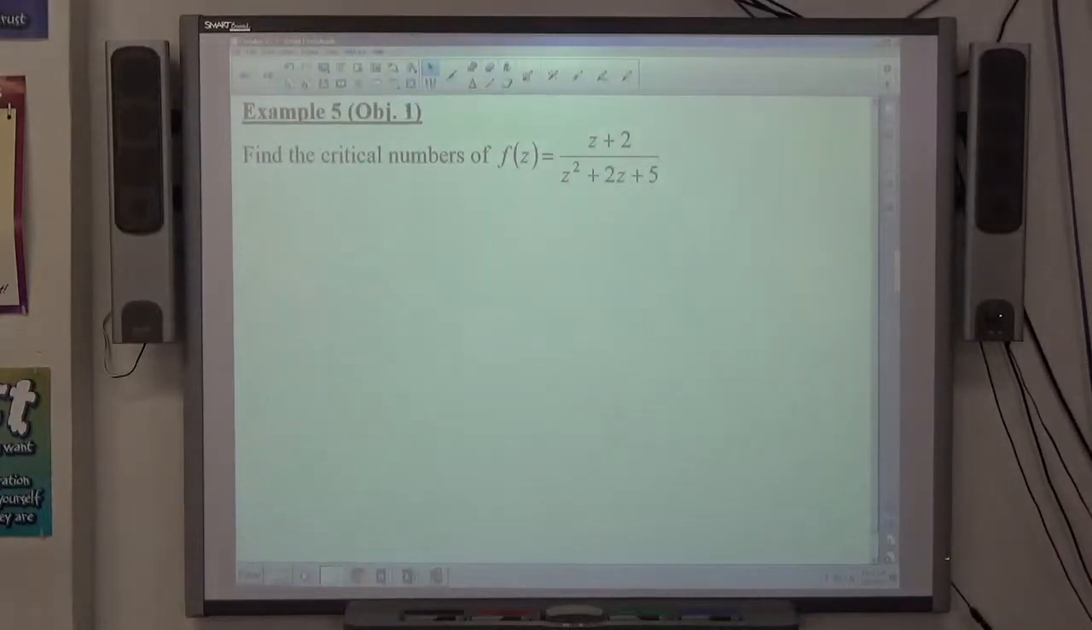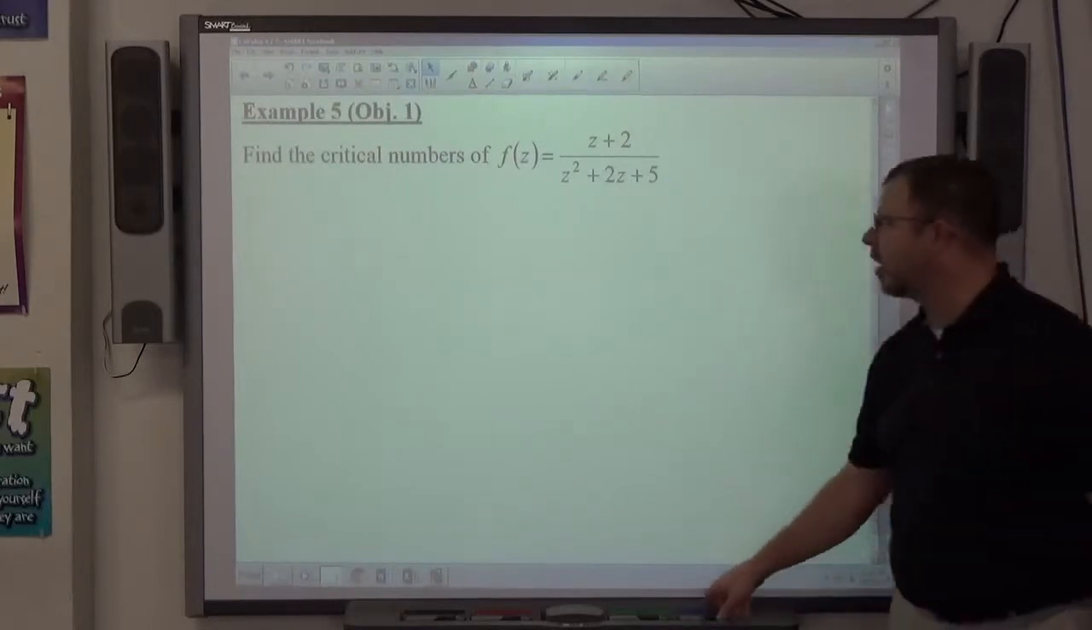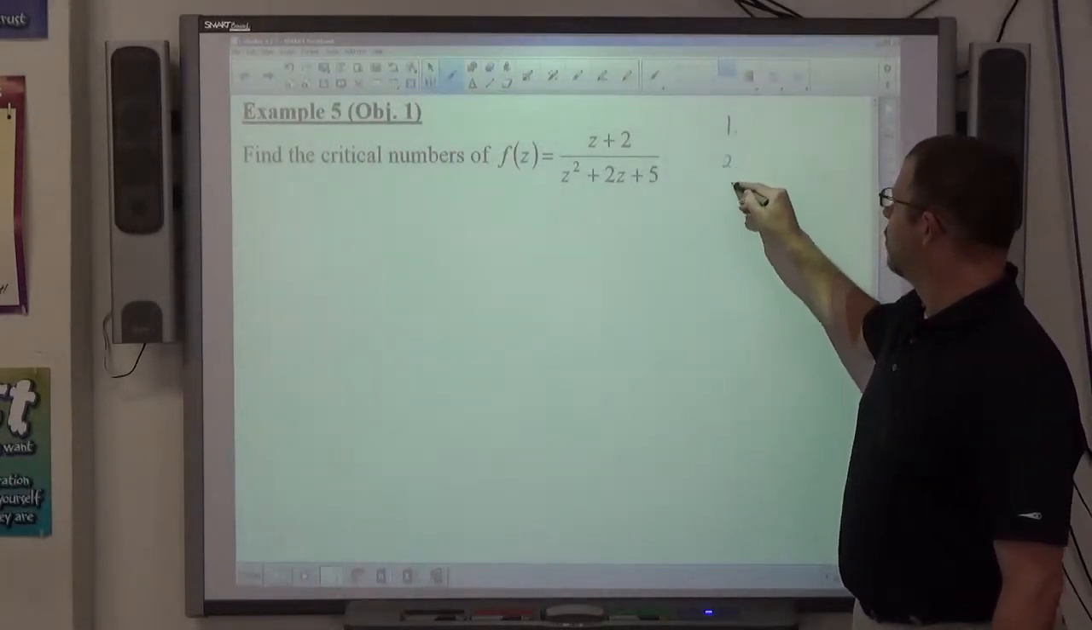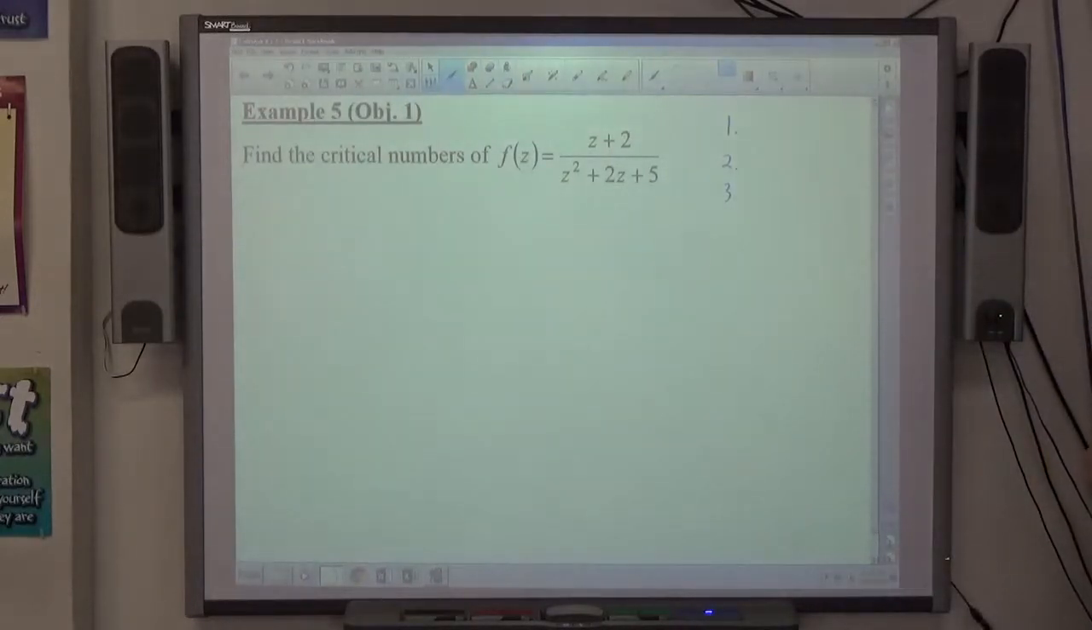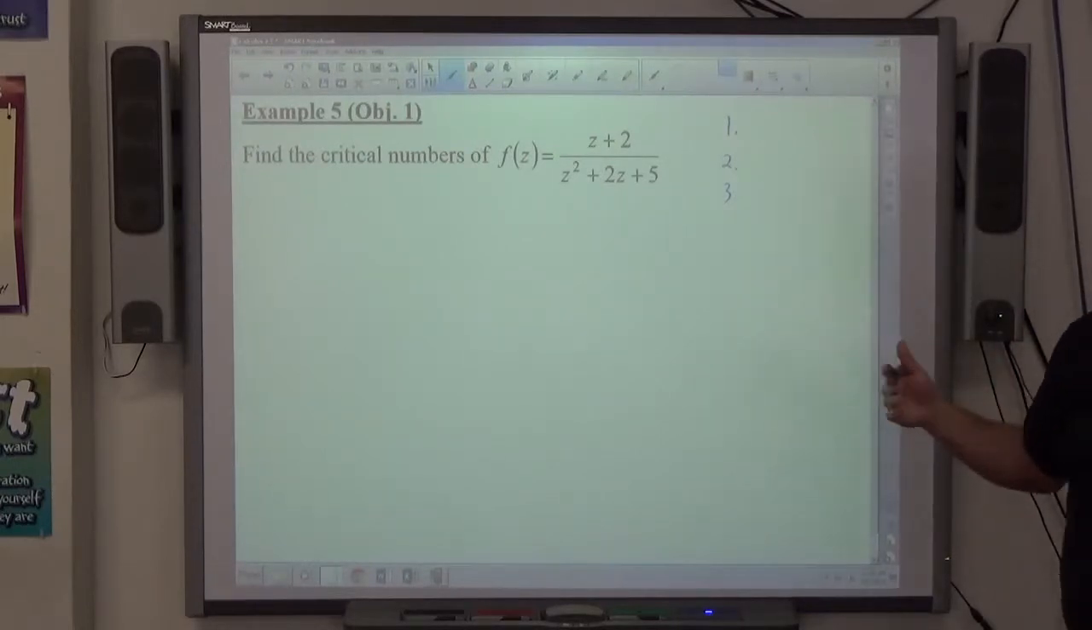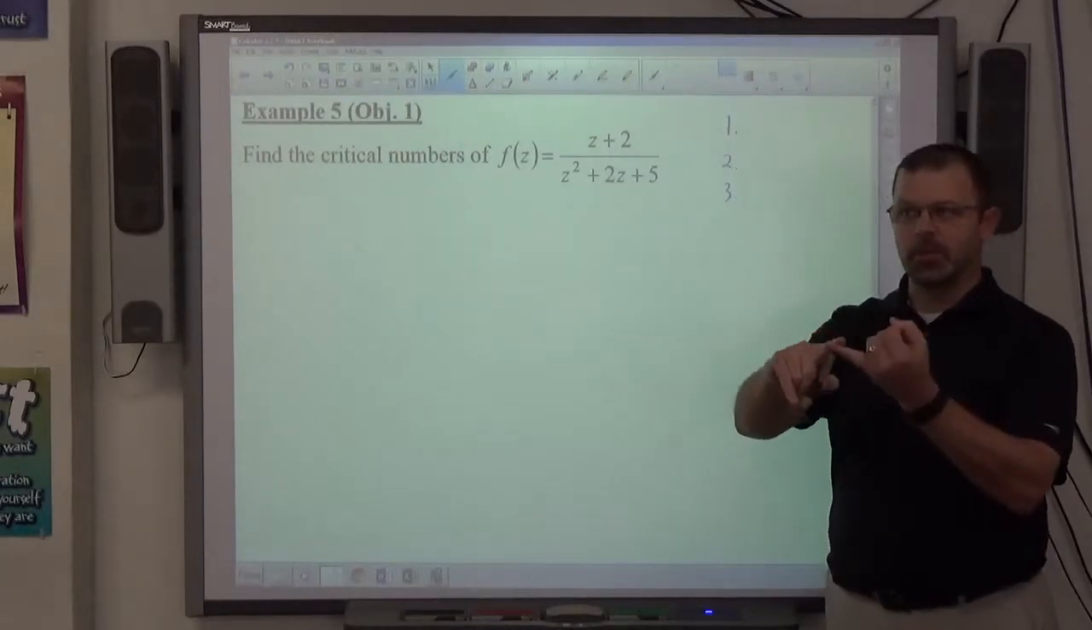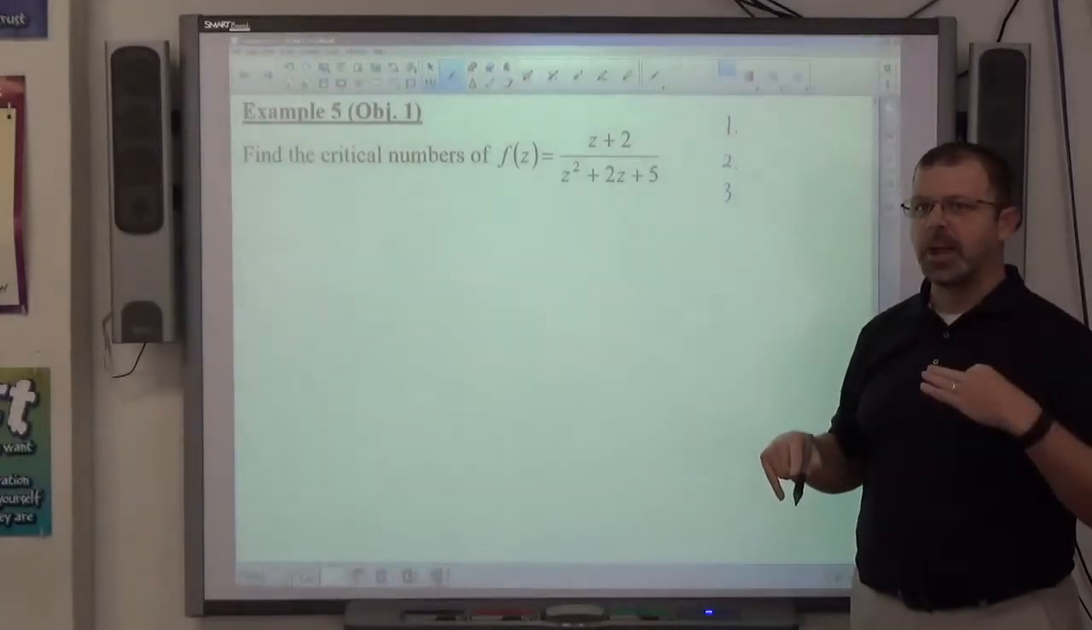Okay, example 2. Find the critical numbers of f of z equals z plus 2 over z squared plus 2z plus 5. Again, we have a 3-step checklist. 1, 2, 3. I'd recommend, even if you don't write down what 1, 2, and 3 represent, as long as you write 1, 2, 3 down on your paper, it'll be enough to jog your memory. Oh yeah, I'm supposed to check 3 things. And if you practice it enough, you know what those 3 things are all the time. Derivative equals 0, derivative is undefined, and endpoints.